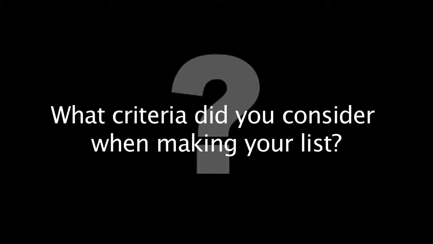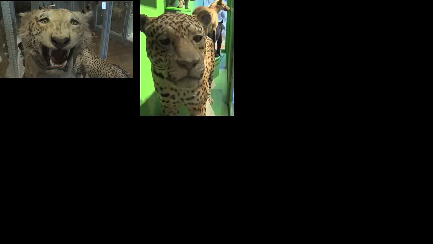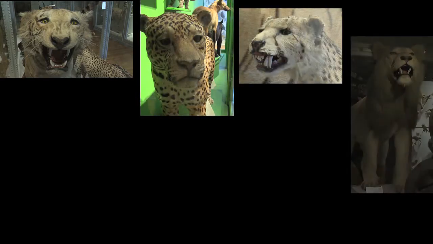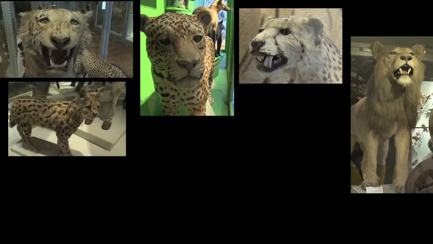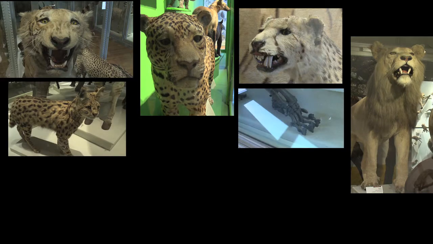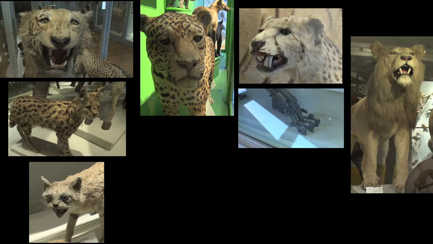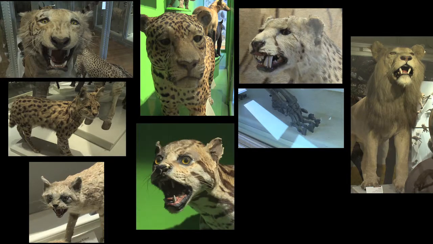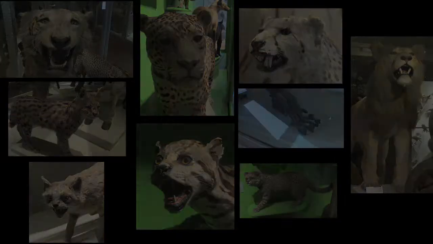What criteria did you consider when making your list? When making the list, you can think about the shared characteristics we saw in the cats that helped us group them as a family: body form, protractable claws, etc. When you are done, you can share your answers with the class. I'll see you in a few minutes.